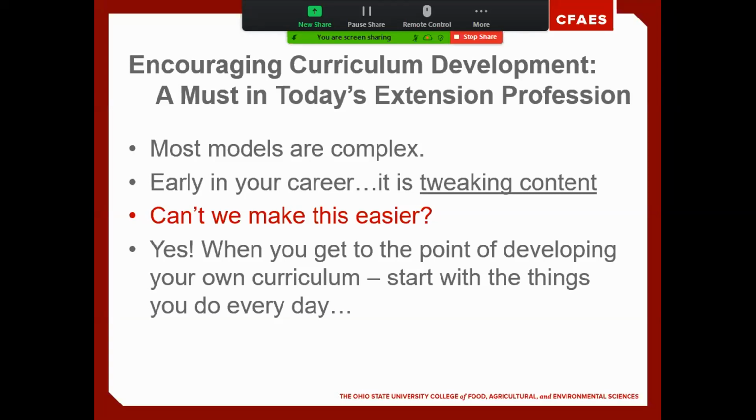So the comment that Eric liked to say when he and I were teaching this is start with the things that you do every day. Start with the things that you are most familiar with, you are most confident in, and have that breadth and depth of subject matter that makes it fairly easy to understand and move forward.